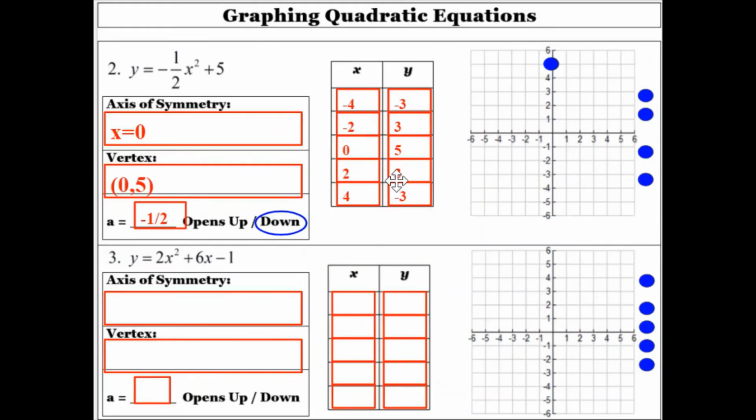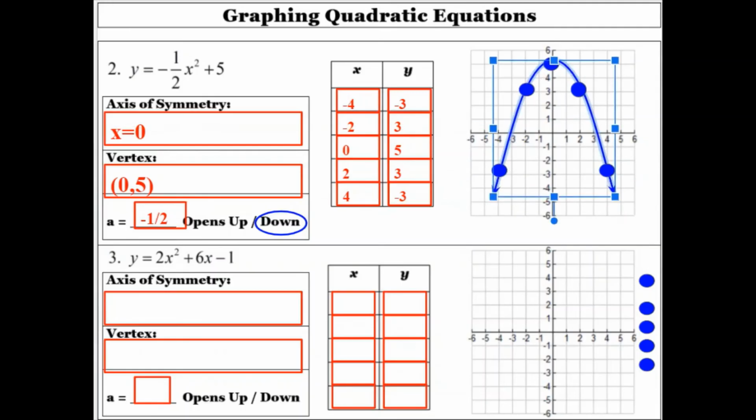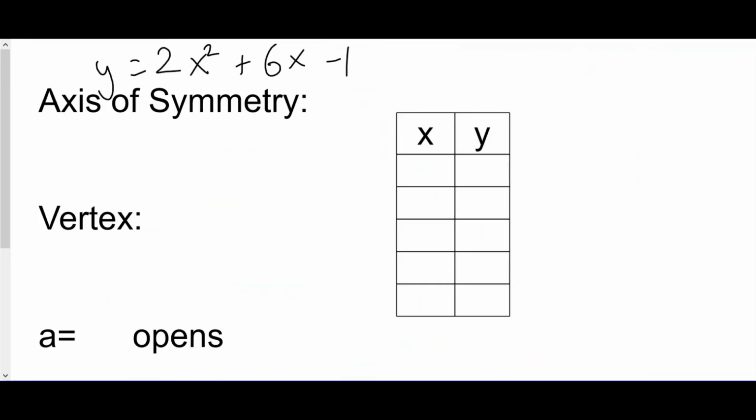So I've gone ahead and again filled this out with my axis of symmetry, vertex, and all my points. So I've got my vertex here, and this one's going down. So we've got our points at -2 and 3, and symmetrical across from that is +2 and 3. And then -4 is -3 down here, and +4 is also -3. So I'm going to use my opening down parabola. There you go.